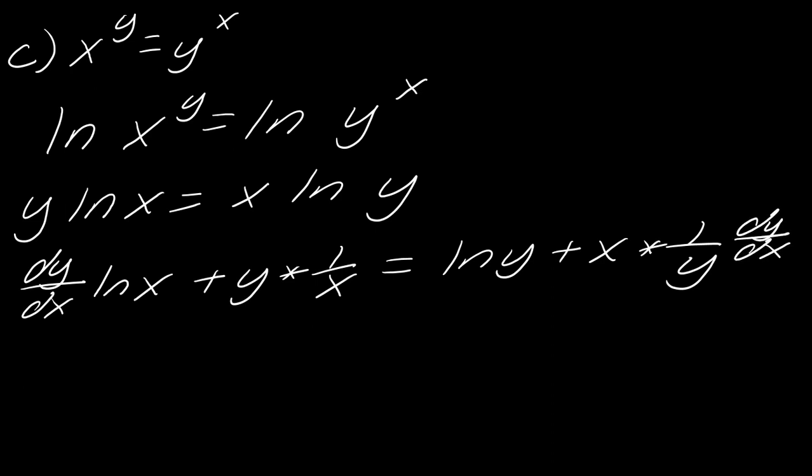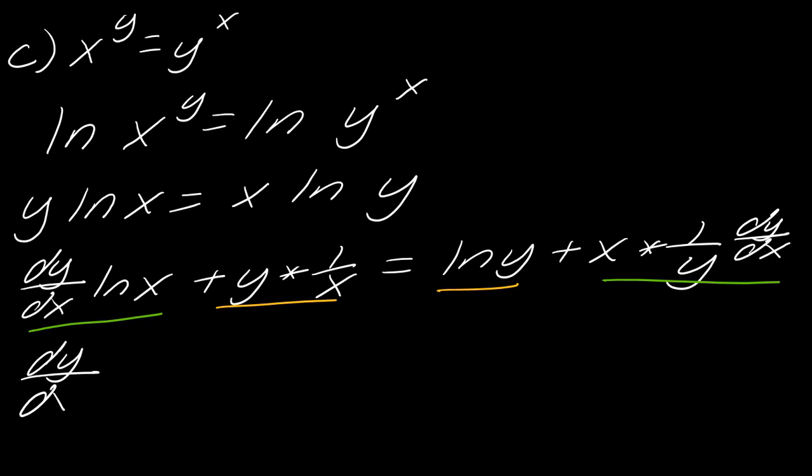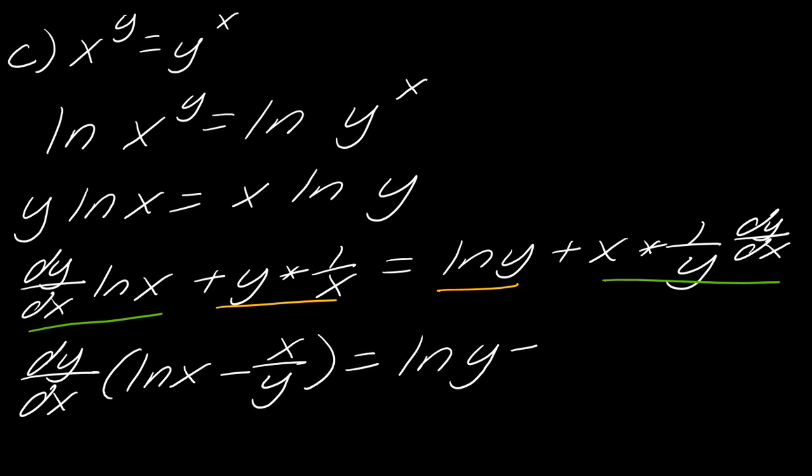So now I've got to get my dy dx together. So I'm going to bring these two terms together. So let me maybe underline that. So this and this need to be on the same side, and then this and this need to be on the other side. So let's just go ahead and jump to that step. So I've got dy dx, and I'll factor that out. So this becomes the natural log of x minus x over y. And then on the other side, this is the natural log of y minus y over x. Okay, so let me make some space.